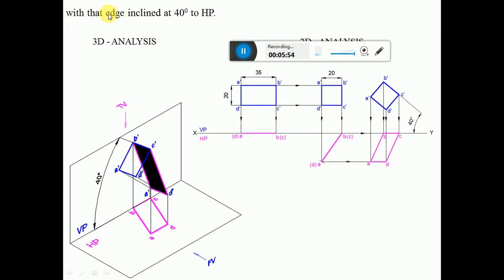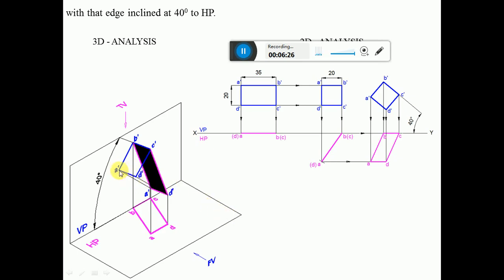The edge is inclined at 40 degrees to HP, so which is the edge which makes an angle of 40 degrees to HP? The edge which is resting on VP is BC. You can see that B dash C dash is the edge which is inclined at 40 degrees. So this is the direction of rotation, such that we can see when it is projected. This is going to be the direction of projection when you see from the front view.